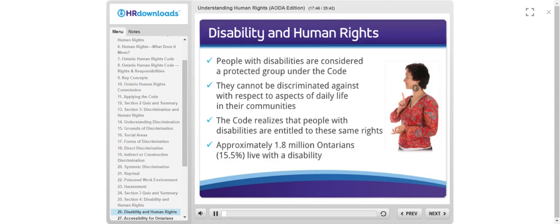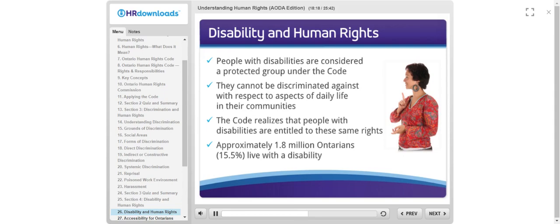Disability and human rights. Human rights in Canada and in Ontario are inextricably linked to making society accessible to people with disabilities. People with disabilities are considered a protected group under the Code and cannot be discriminated against with respect to housing, fair employment practices, and other aspects of daily life in their communities. The Code provides freedom from discrimination and equal rights and recognizes that every individual deserves dignity and respect. The Code realizes that people with disabilities are entitled to these same rights.